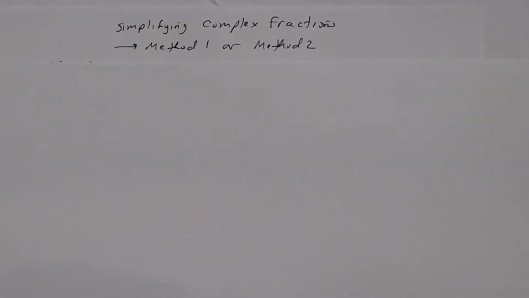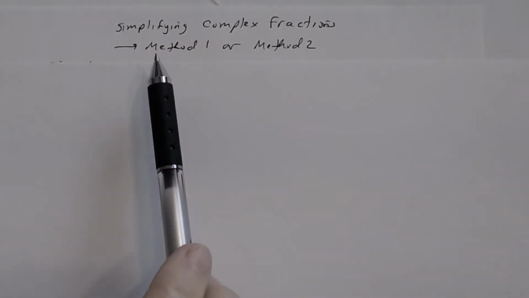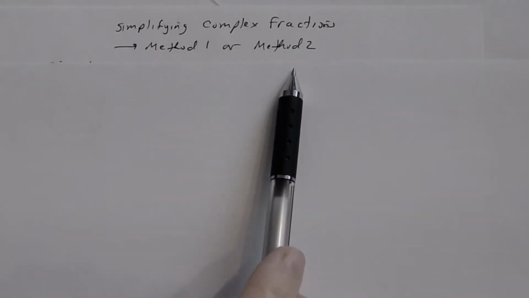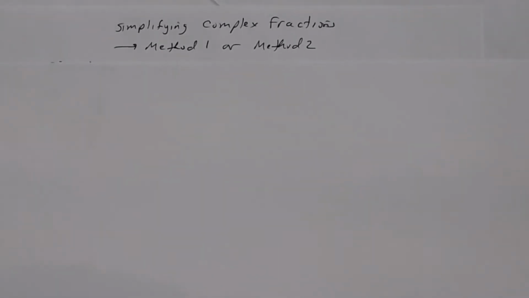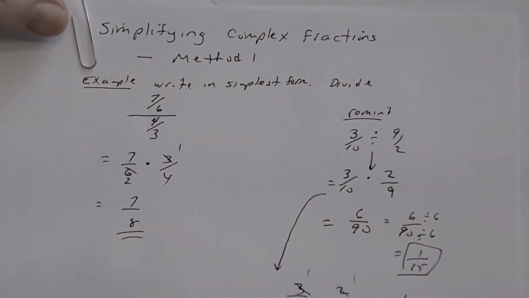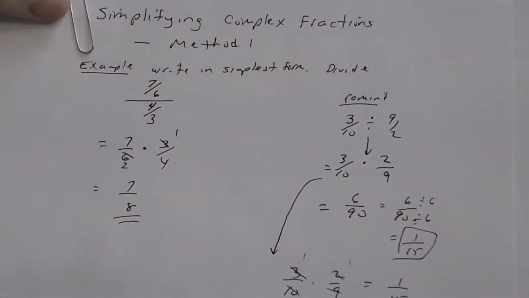Okay, so we're going to continue talking about simplifying complex fractions. And remember, in the previous lessons, we talked about using method 1 and we talked about using method 2. So it's important you go back to those lessons and remind yourself, for example, lesson 1, what does using method 1 mean?